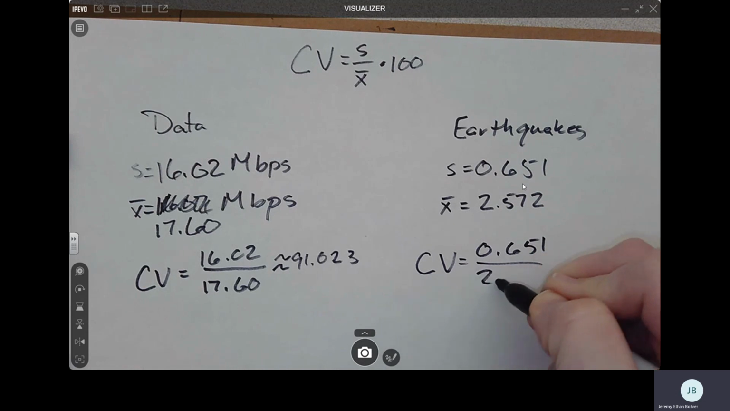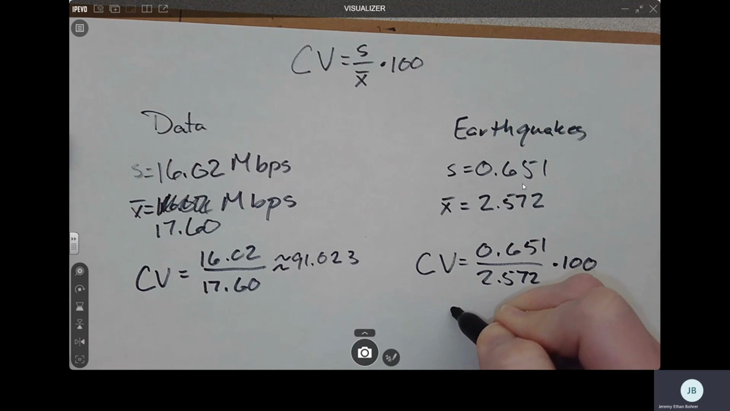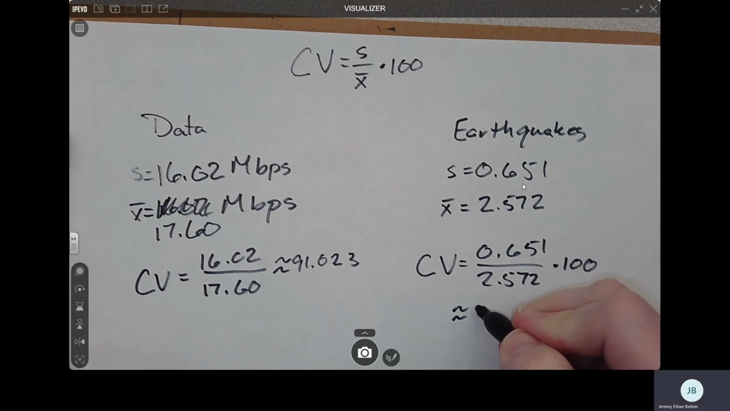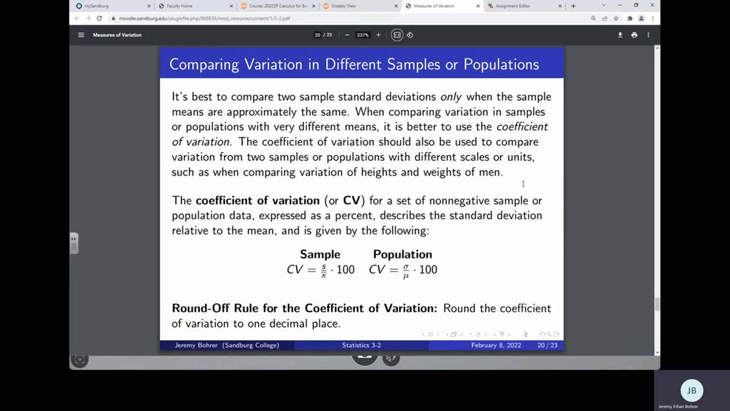For our earthquakes, our CV is 0.651 over 2.572 times 100, or approximately 25.311. If we come back here and look at this, it says to round the coefficient of variation to 1 decimal place, so that's going to be 91.0 and 25.3.